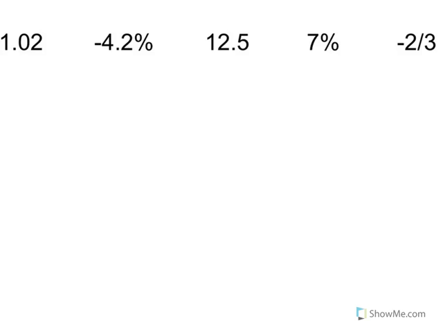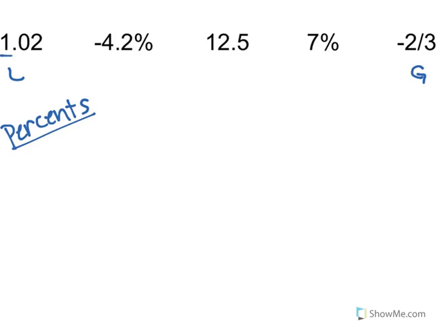Okay, so the question is asking for these five numbers to be in order from least to greatest. So we've got five numbers and we've got decimals, percents, and fractions. We need to convert them all into one type of number. So I'm going to choose percents first, and then I'm going to show you decimals. So percents.